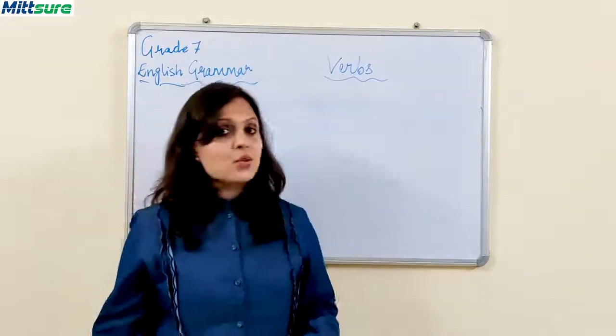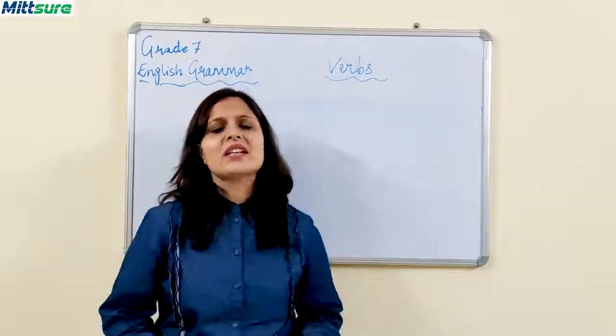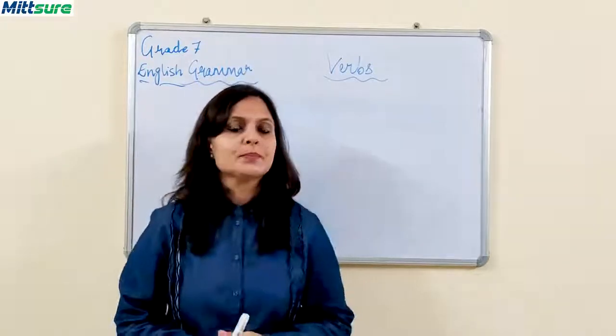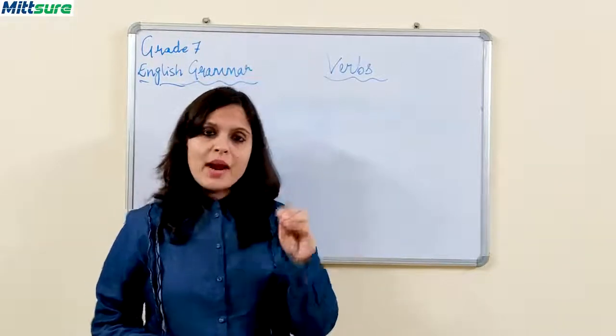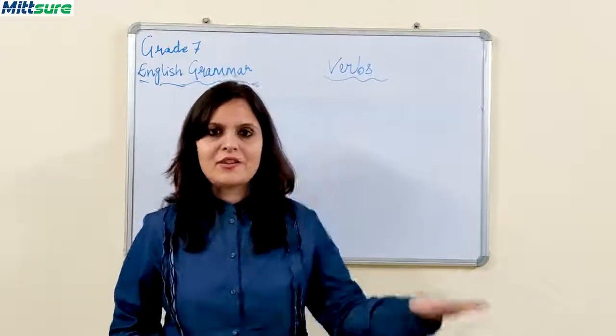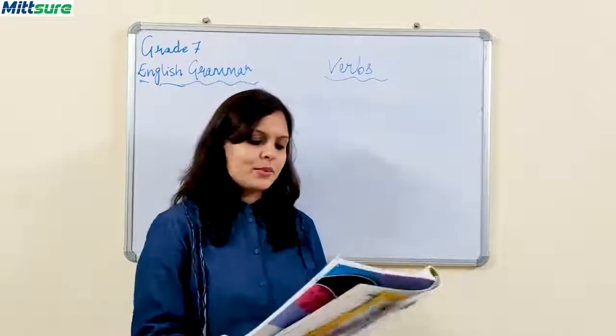Okay, now there is one more term called ditransitive. What is ditransitive? Di means two. It means when a verb has two objects sitting after it. That is ditransitive. Let's read some examples.